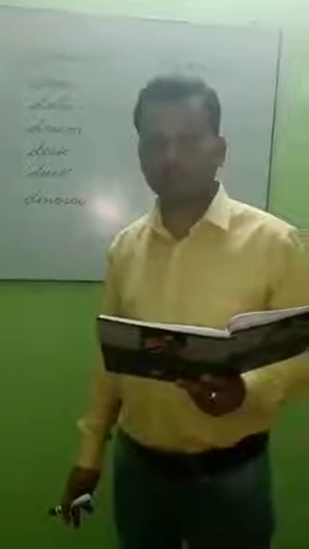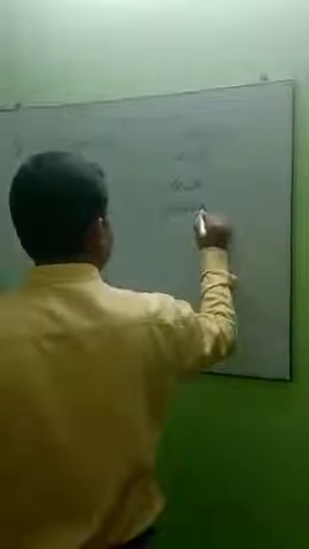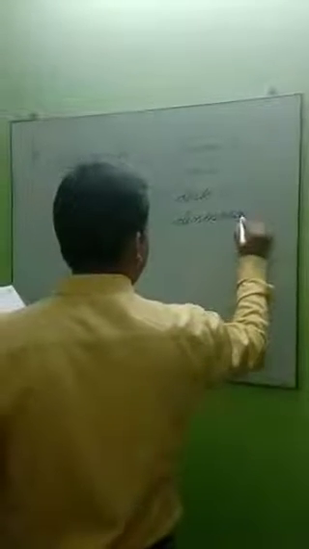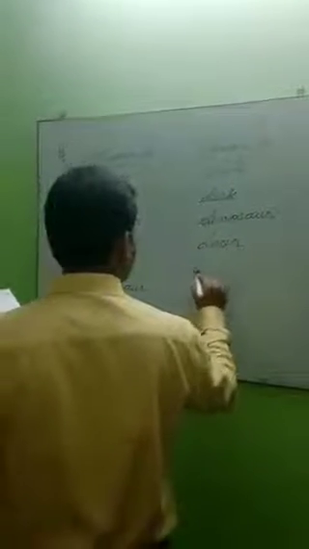The answers in column B are, first I shall write the first answer, that is date, desk, dinosaur, door, drum, and duck. These are the answers of exercise B that are given in the textbook.